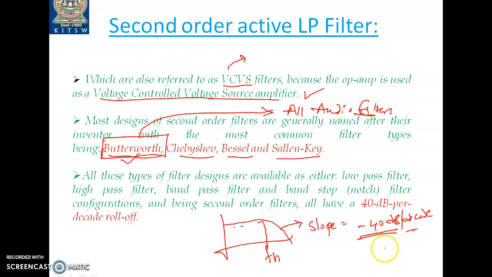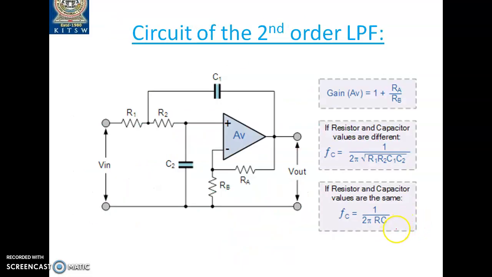Because this is the second order, we are going to be increasing the pole of a system. So one more pole is going to be added here. Therefore, the slope will be minus 40 dB per decade. Alright, so this is the circuit of the second order active low pass filter.